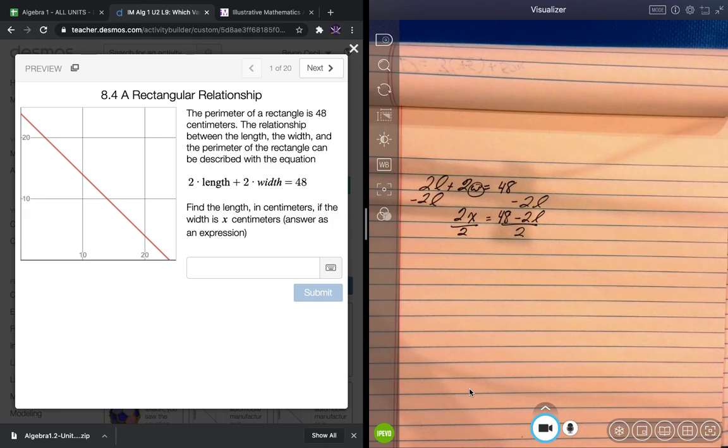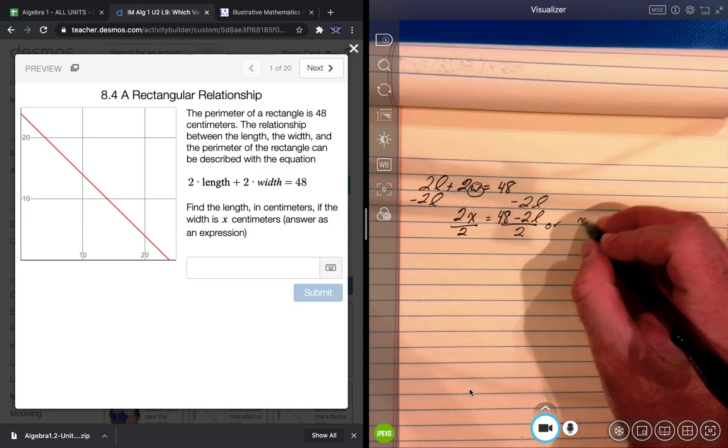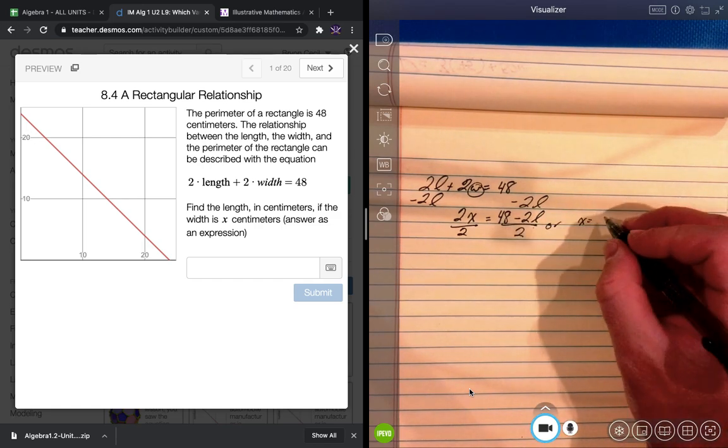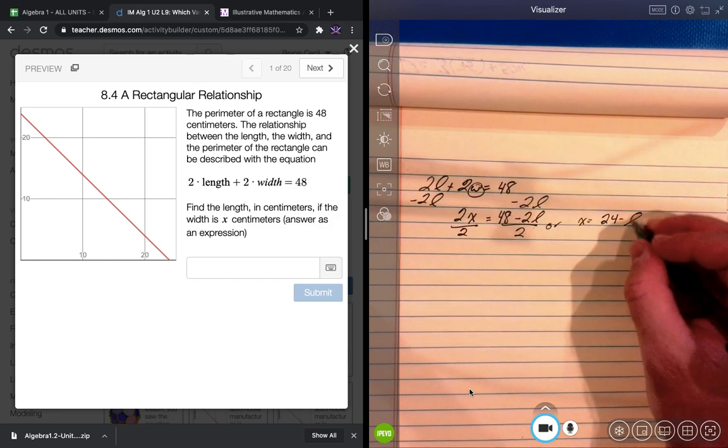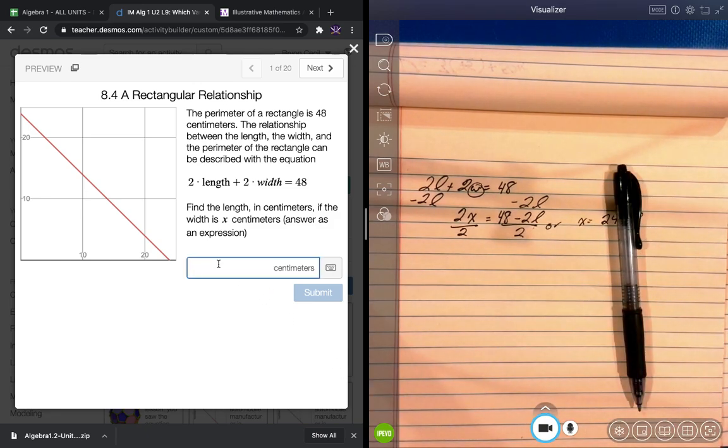Now, you could leave it like that, or you could write x equals and see how all of these are divisible by 2, and that would be 24 minus L. But let's go ahead and write in there 48 minus 2L, over 2. Okay, and so that is what we are going to have. And it doesn't have an L in there, and so that is why that wasn't in there.